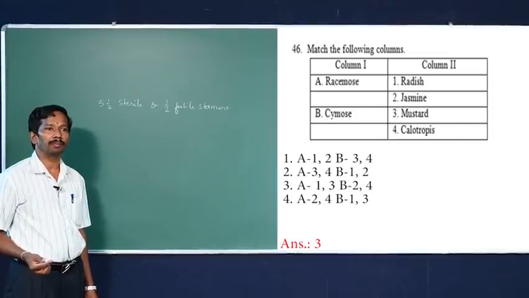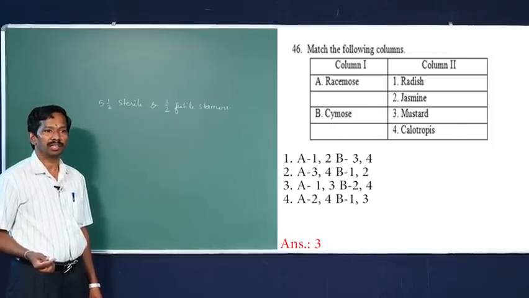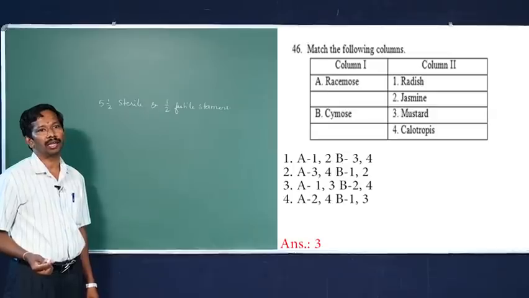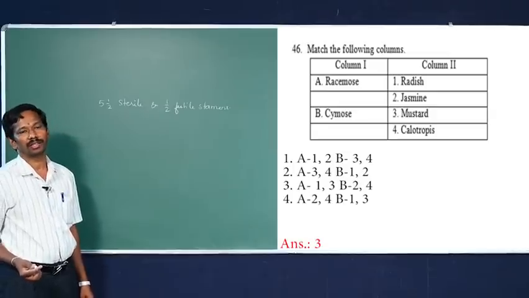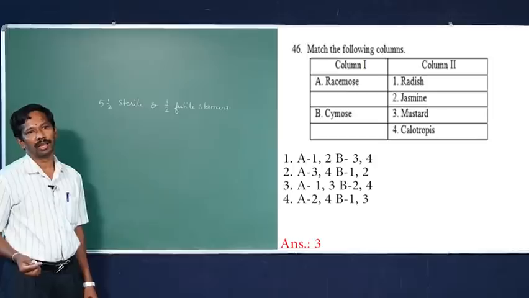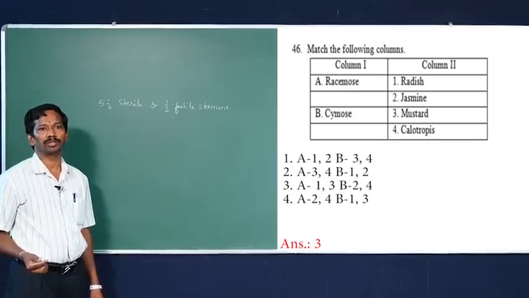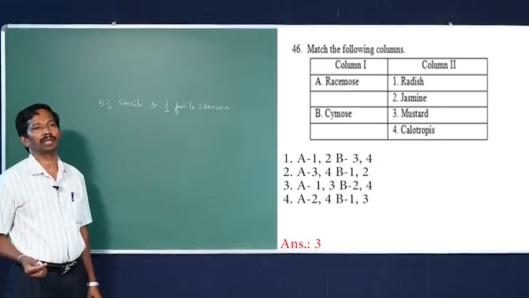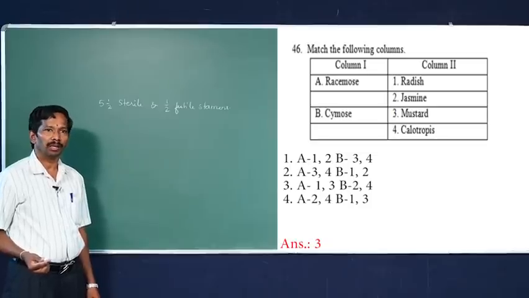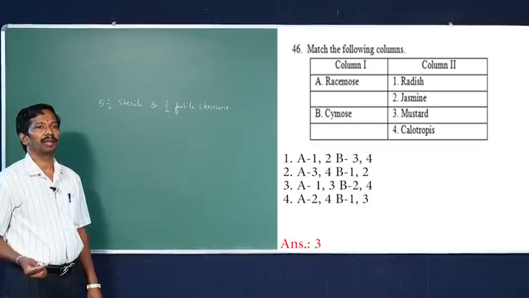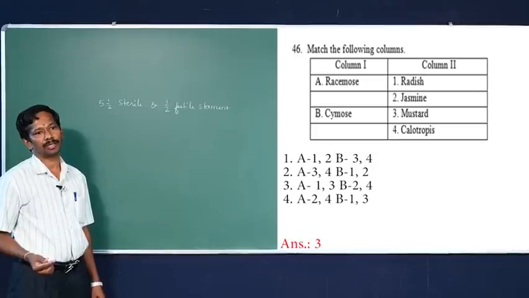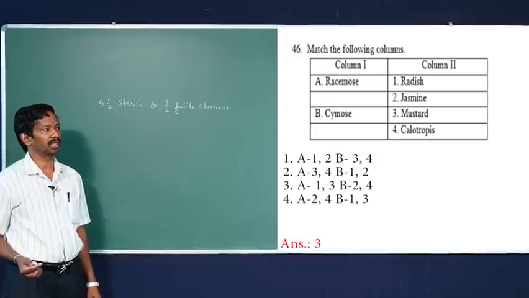Answer is 3 because racemose inflorescence is present in radish and mustard, and cymose inflorescence is present in jasmine and calotropis. In radish and mustard simple raceme is present, whereas in jasmine dichasial cyme is present and in calotropis polychasial cyme is present. So answer is 3 for 46.